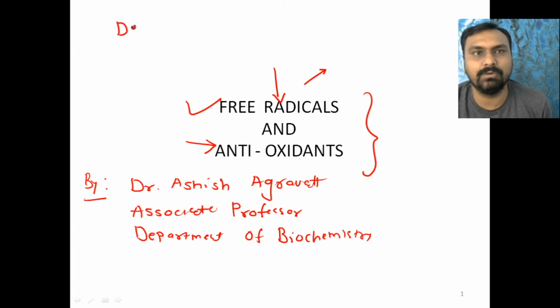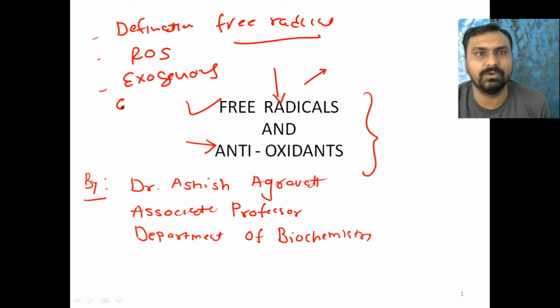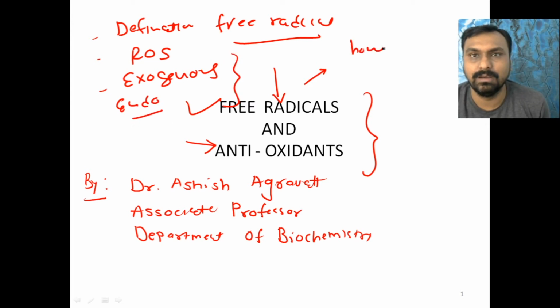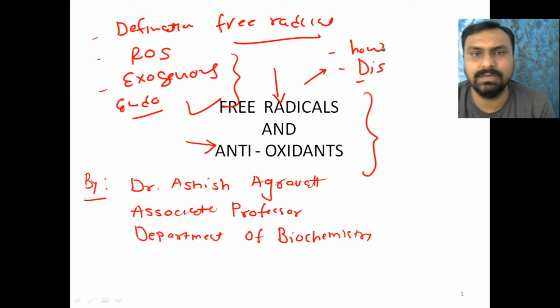So we will see the definition of free radical, and we will see the reactive oxygen species, how these free radicals are generated, what are the exogenous sources and endogenous sources of generation of free radicals, how they are useful, what are the disadvantages, what are the diseases related to free radicals, and a brief about the antioxidants.